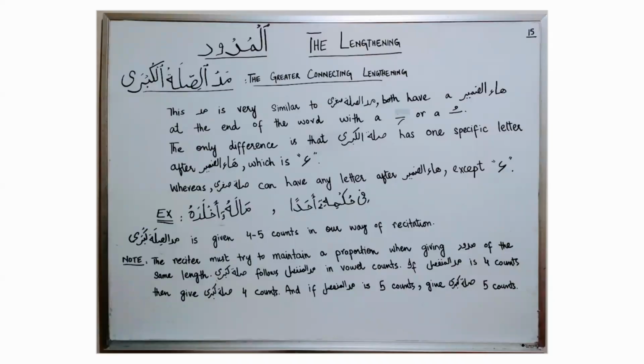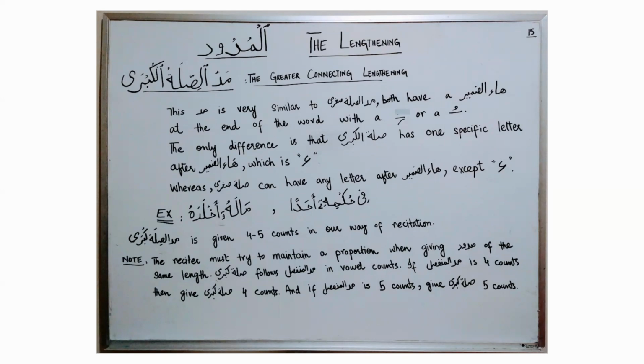The next mad that we are going to discuss today, inshallah, is maddu silatul kubra, or the greater connecting lengthening. Sila means to connect, and this mad only occurs in case of continuation, and we drop it upon stopping. This mad also falls under maddul far'i, or the secondary lengthening. And this is almost the same as maddu sila sughra in all conditions, such as having ha al-dhamir at the end of a word with a kasra or dhamma.